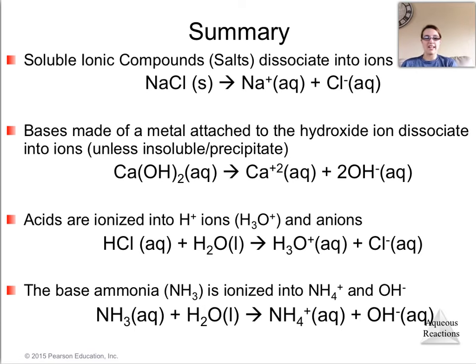Acids are ionized, not dissociated. They are ionized into H plus ions, or H3O plus, and anions. And the base ammonia, which is NH3, is actually partially ionized. So we should make sure that we put partially ionized into NH4 plus and OH minus. So again, this is a summary of some of the different reactions that we talked about in this first lecture.